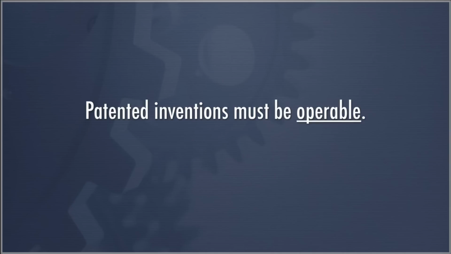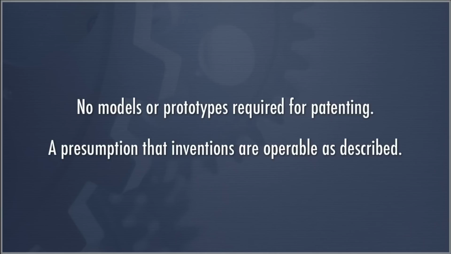So the first thing I want to talk about is the operable utility component. Patented inventions must be operable, and that has long been held to be part of the basic requirement for patenting. You can get an easy sense of why: we don't want to give patents on things that are not operable, things that don't work, right? That said, the law is also quite clear that you don't actually have to have a model or a prototype in order to patent. You don't have to build your invention in order to patent your invention.